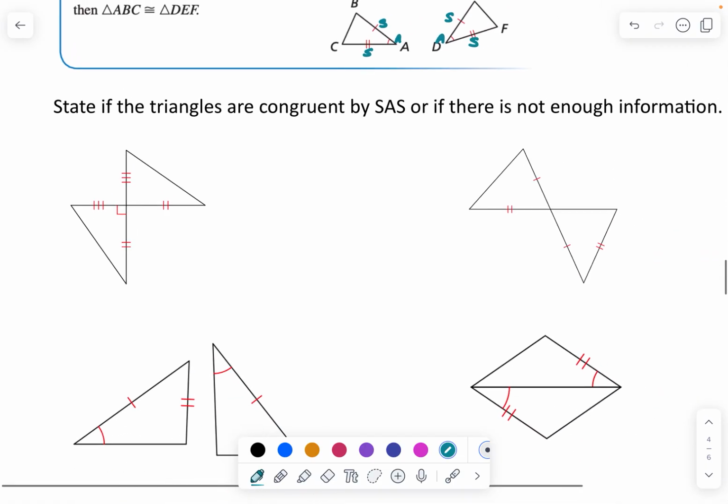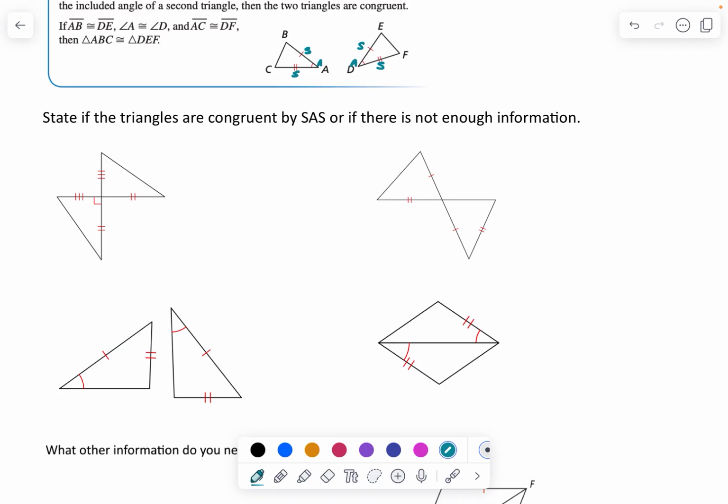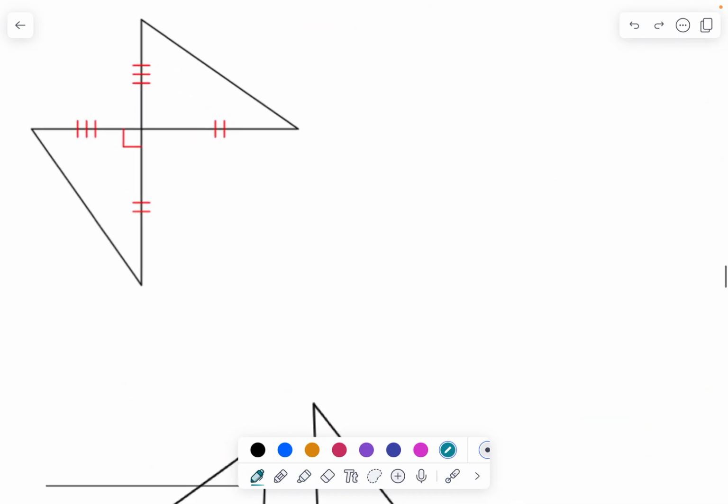So when we have diagrams like this, there are a couple things that we can mark on our own that aren't marked here. The 2 things we can mark are, number 1, vertical angles, and number 2 is a shared side. We'll get to that in a minute. So this first one here, notice how these are vertical. In other words, that angle would also have to be 90 degrees. So in that case, we do have side, angle, side.